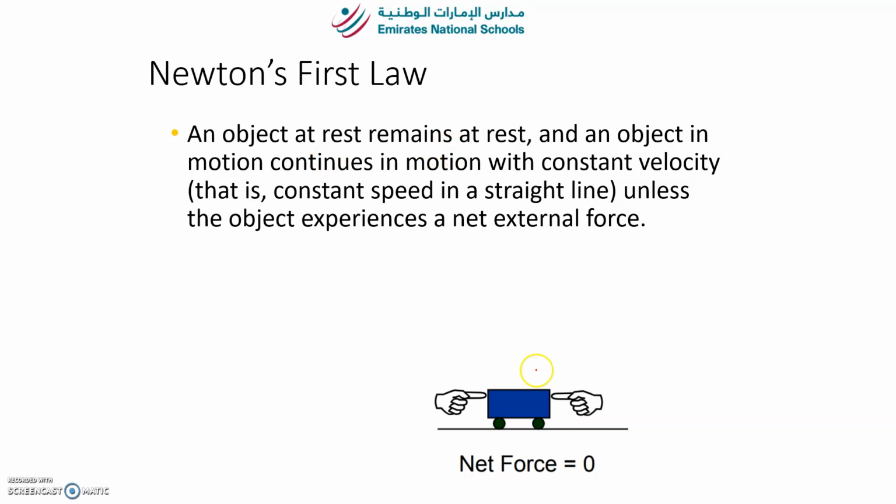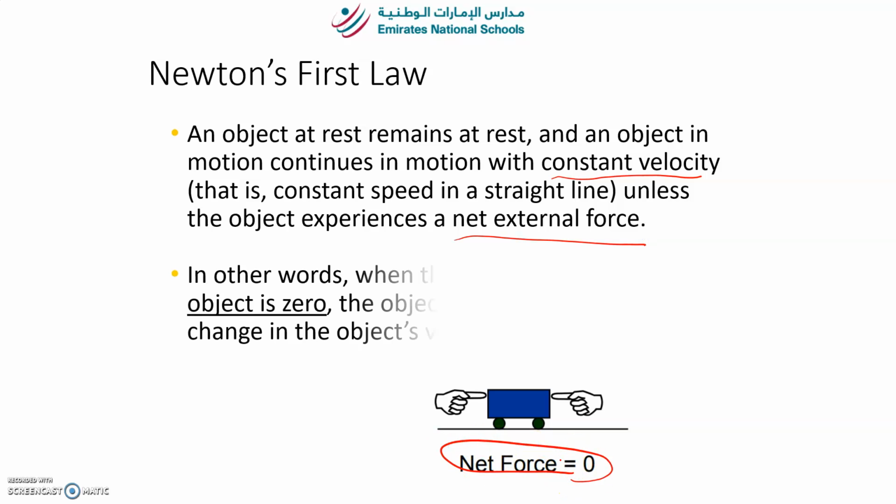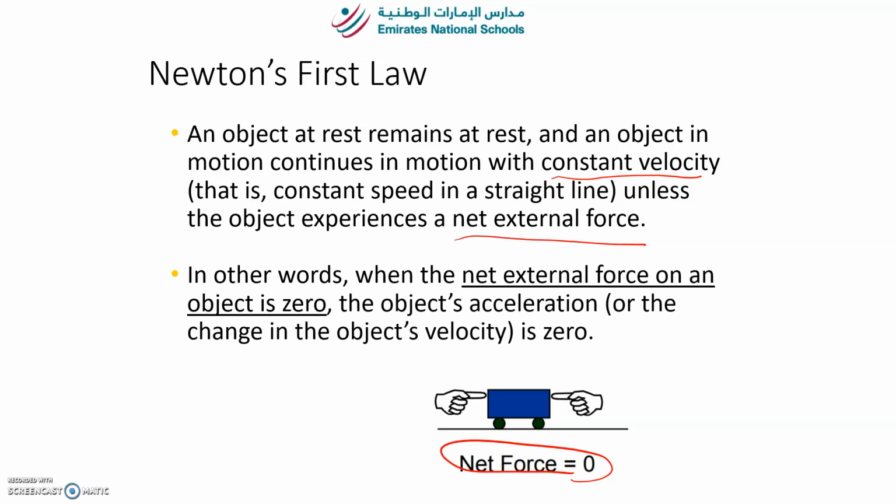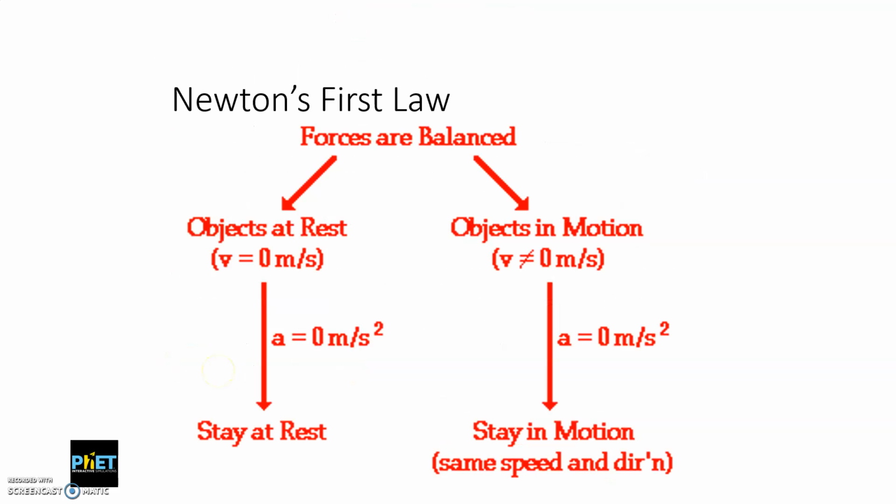What does Newton's first law say? An object at rest will remain at rest, like my table, which is not moving. It stays at rest unless I apply a force on it. An object in motion will stay in motion with the same speed unless the object experiences a net external force. In other words, F net equals 0. So in Newton's first law, I can write it in a mathematical way: F net equals 0, or the summation of forces acting on the object equals 0.